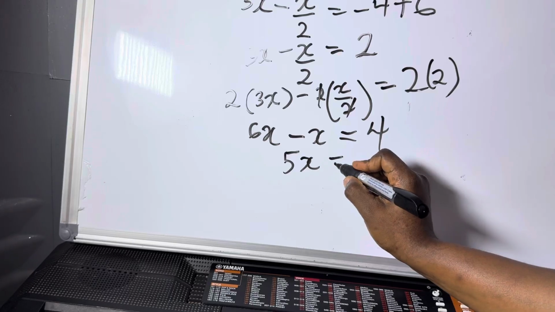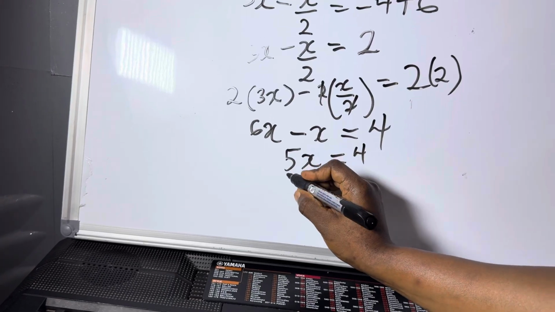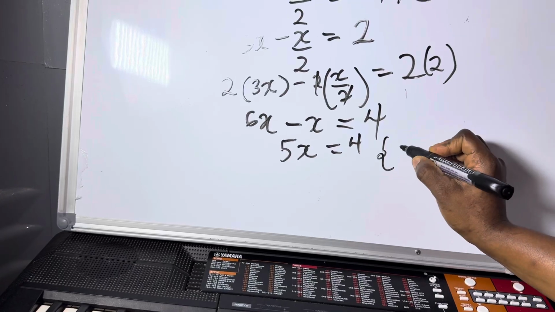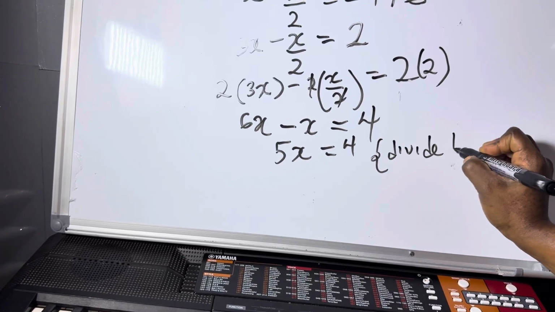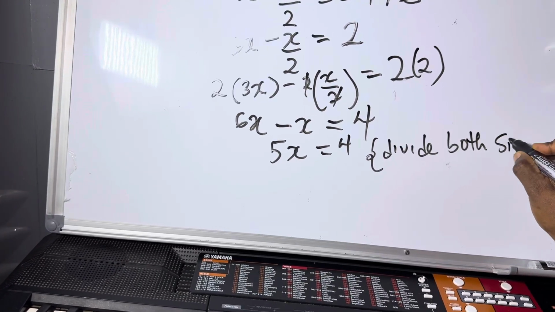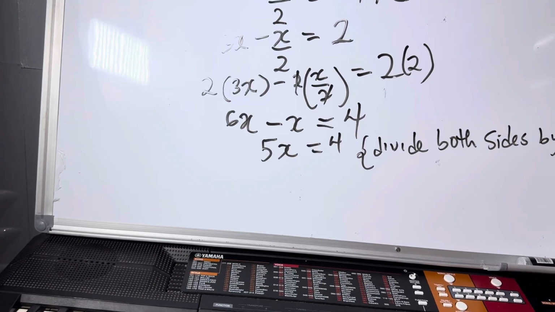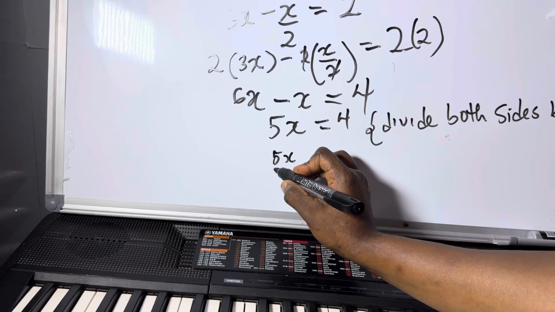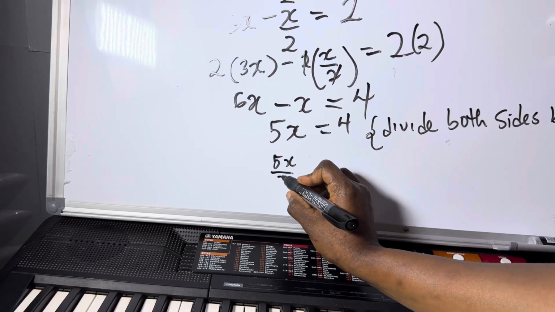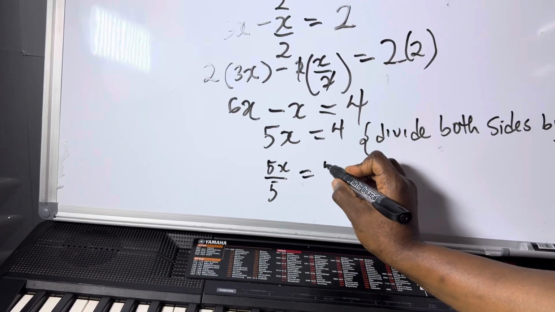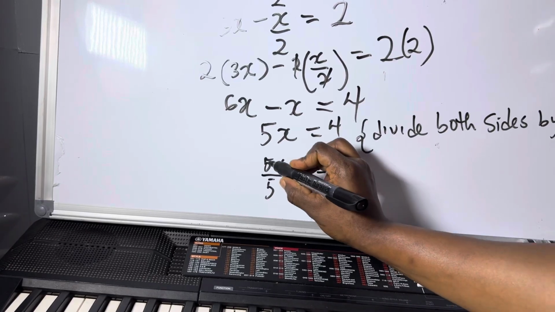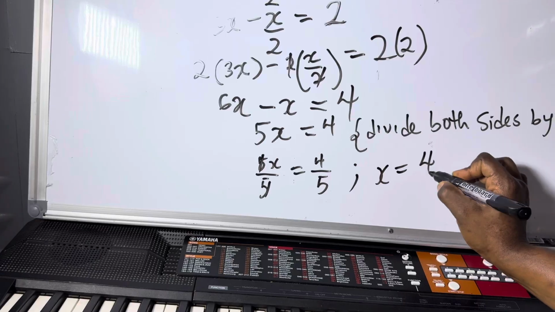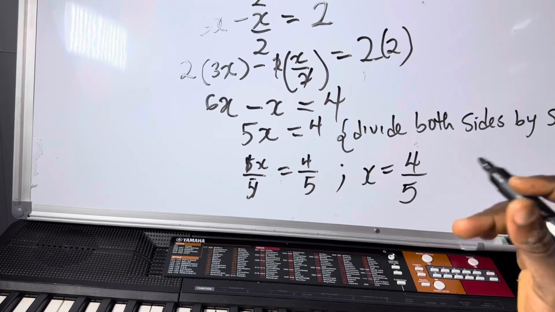5x equals 4. Now, the next thing to do is to divide both sides by 5. So here we have 5x over 5 equals 4 over 5. This cancels this. So therefore, x equals 4 over 5.